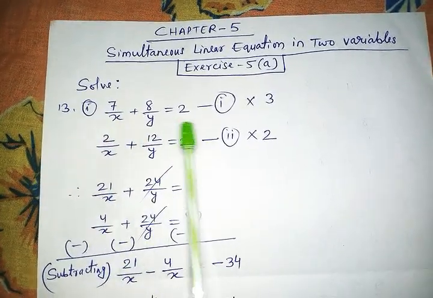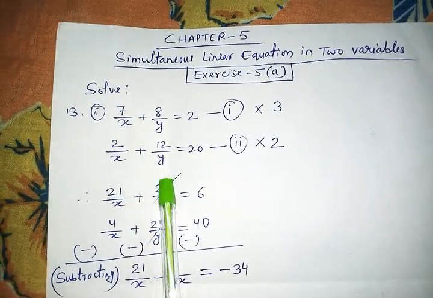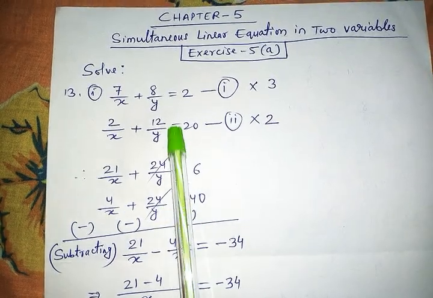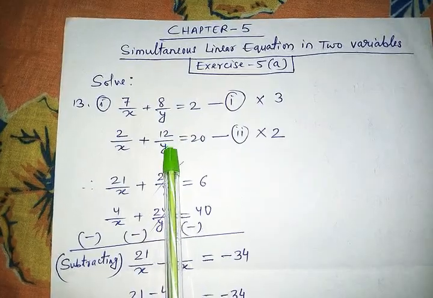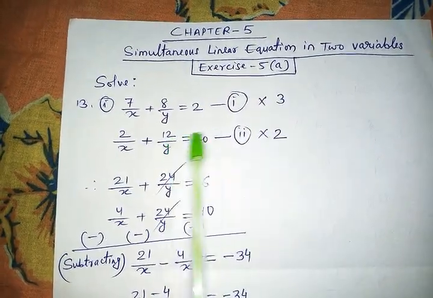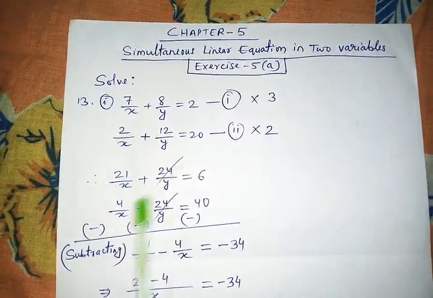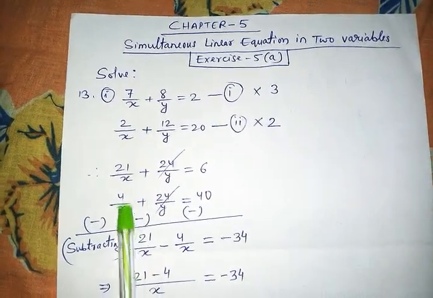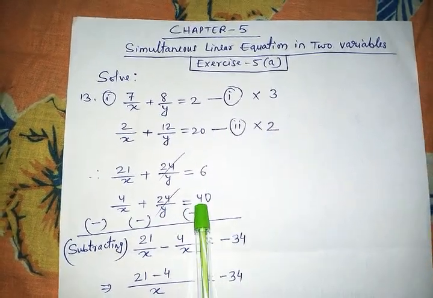Let us begin. Equation 1, equation 2. Here we can cancel either x or y because both of them are in fraction. So here I have planned to cancel y. To cancel y, here is 8 and here is 12. We have to do the LCM of 8 and 12. LCM of 8 and 12 is 24. So 8 3s are 24, 12 2s are 24. That way we multiply. So 3 7s are 21 by x, 3 8s are 24 by y, 3 2s are 6, 2 2s are 4 by x, 2 12s are 24 by y, 20 into 2 is 40.